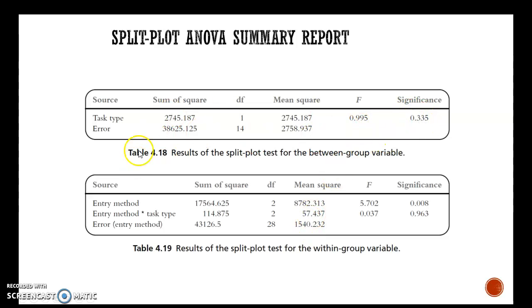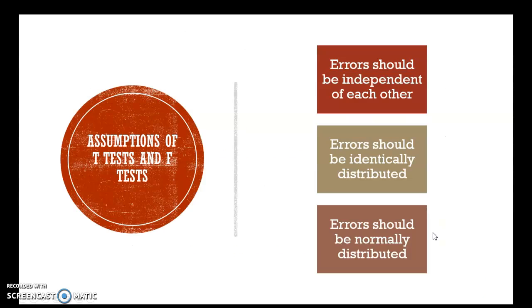So the result is showing task type does not have a significant difference, and entry method does have a significant difference in this case. The assumptions of the t-test and F-test: errors should be independent of each other, and errors should be identically distributed.